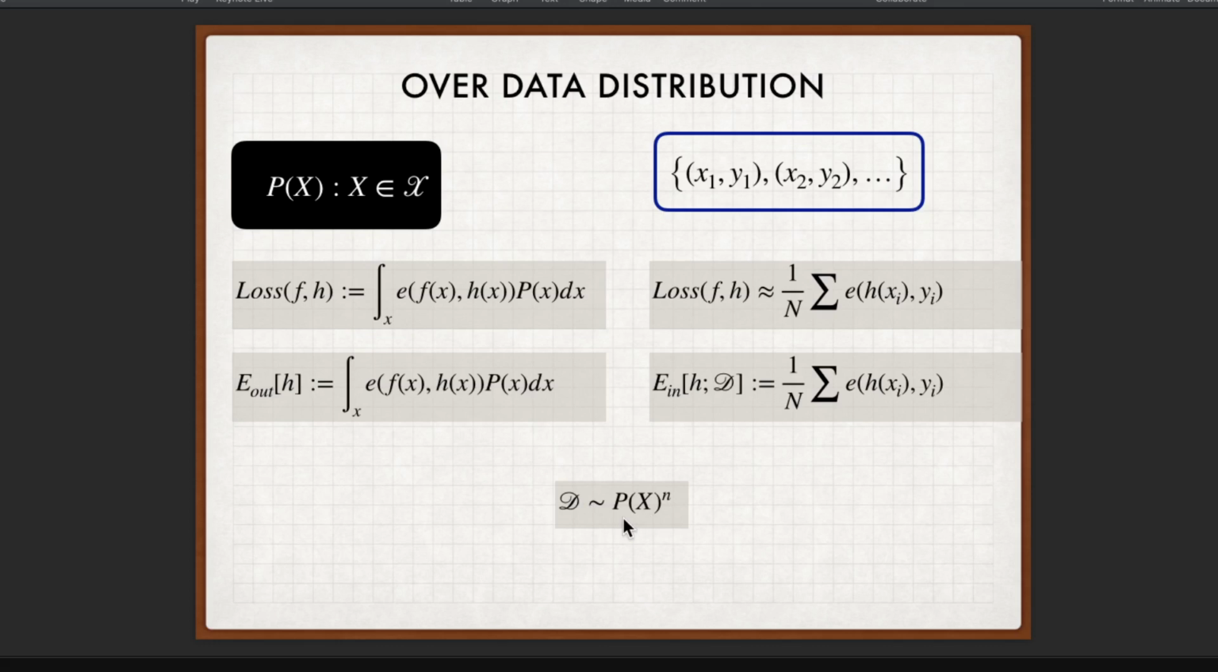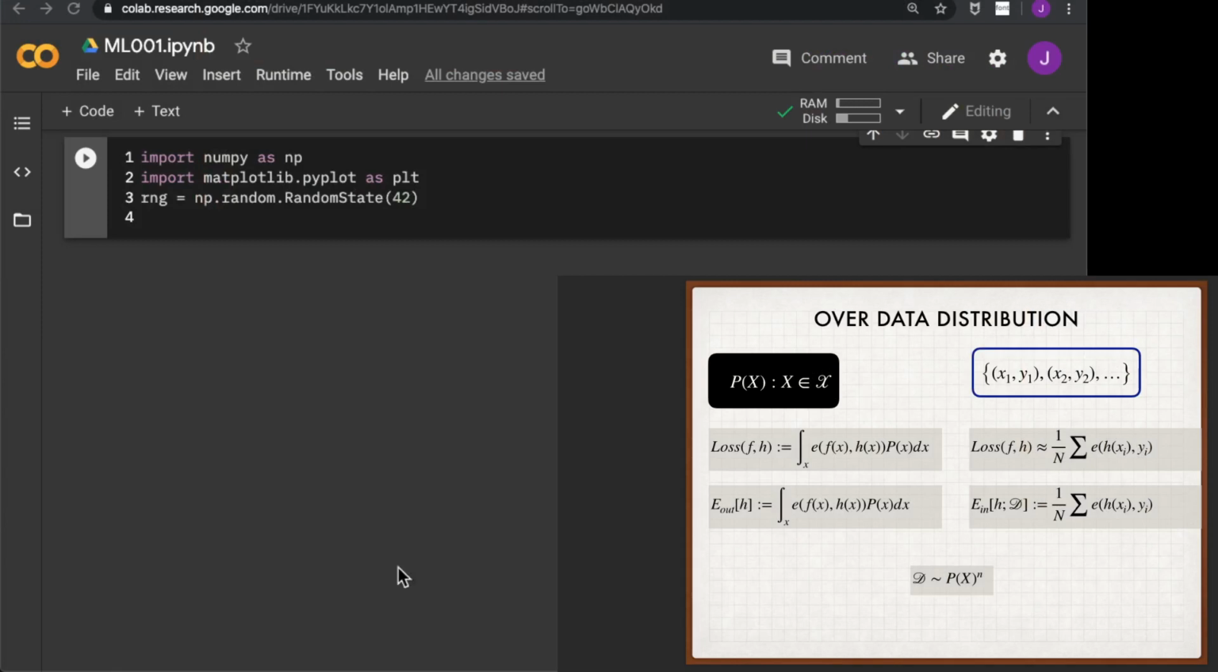To illustrate the difference between E in and E out and how they are linked to each other, let us have a very specific example. We have a concrete example using a programming language. Let's implement our example as follows. Here I prepare the environment like this. I have numpy and some plotting functions here. This is a random sample generator.